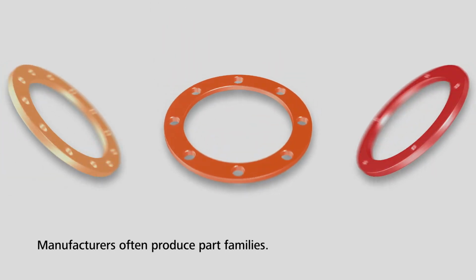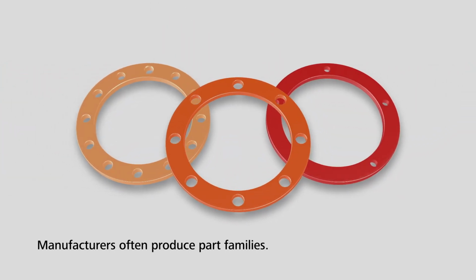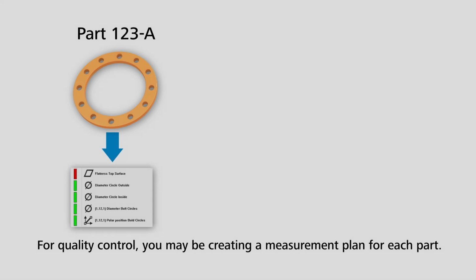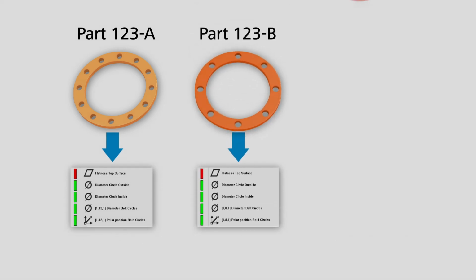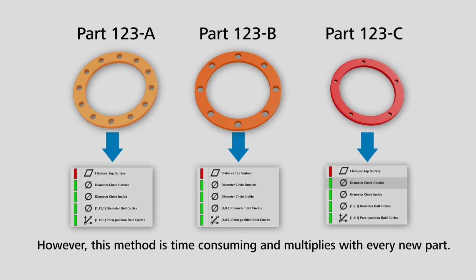Many manufacturers produce families of parts that are similar in shape, function, and production process, and only differ by a few dimensions. When it comes to quality control, you may be creating a measurement plan for each member of the part family. However, this method is time-consuming and multiplies with every new part that needs an inspection plan.